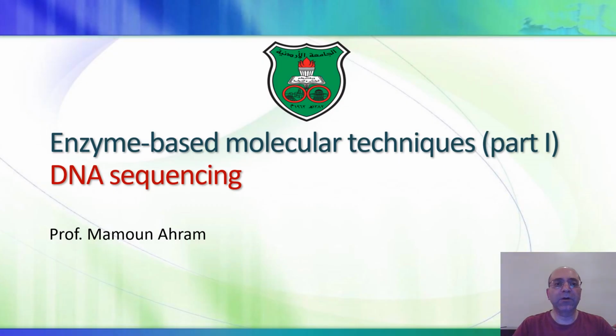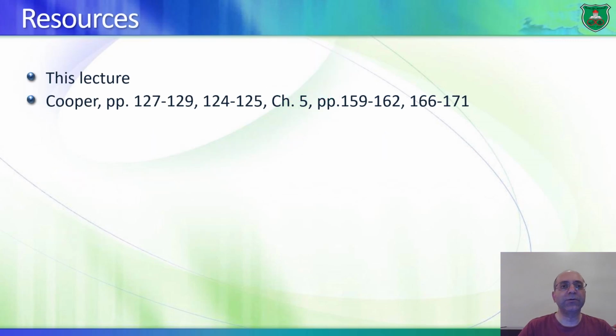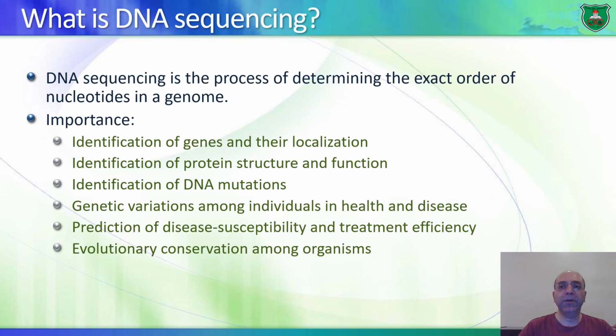So in this lecture, I'll be talking about DNA sequencing. Okay. So first, let's go over some definitions here. So what is DNA sequencing? Basically, DNA sequencing is the process of knowing the exact order of nucleotides in a genome or in a DNA fragment. So basically, I give you a DNA fragment or a whole genome, and I ask you what is the sequence of this DNA.